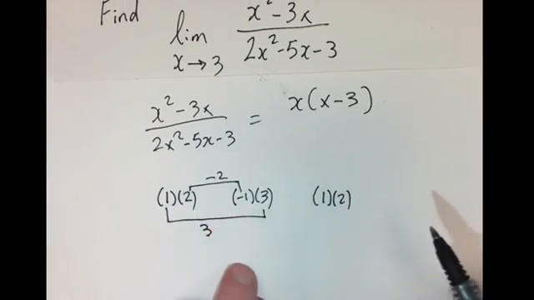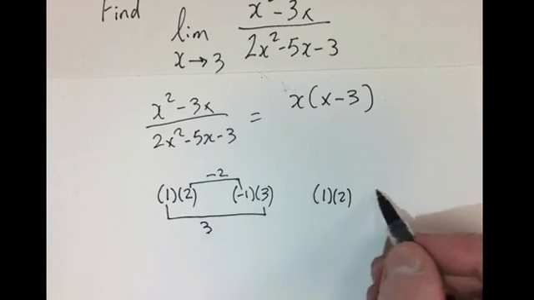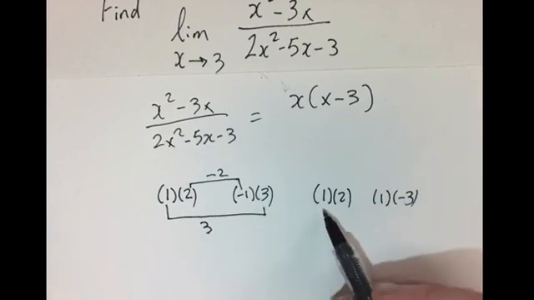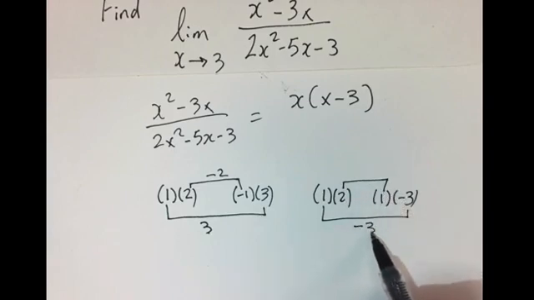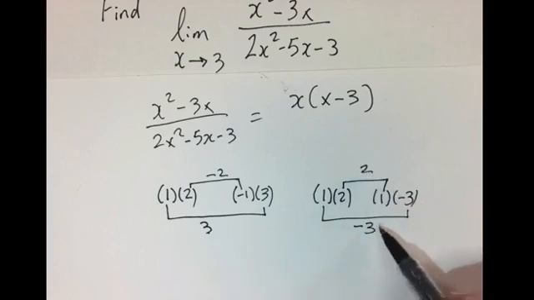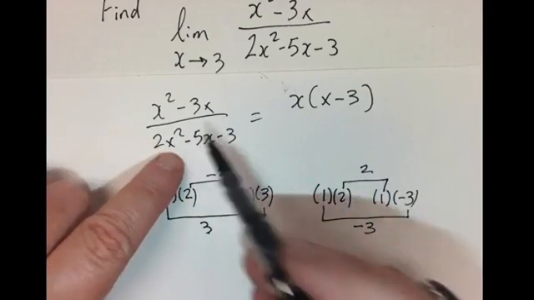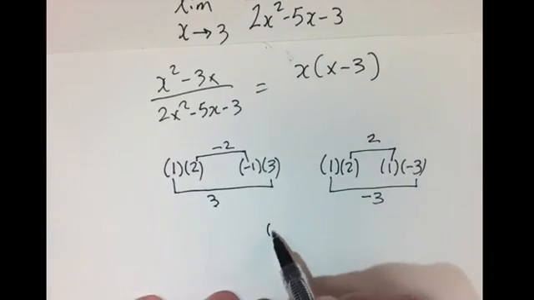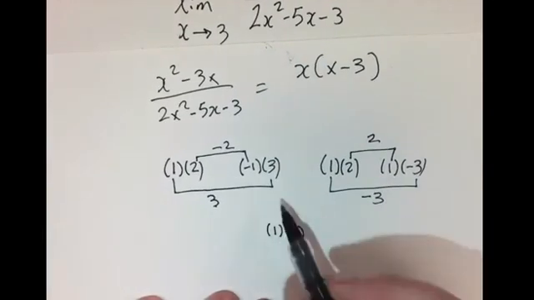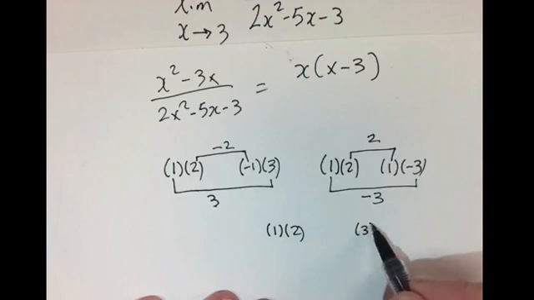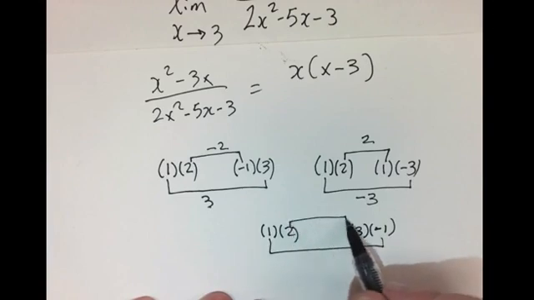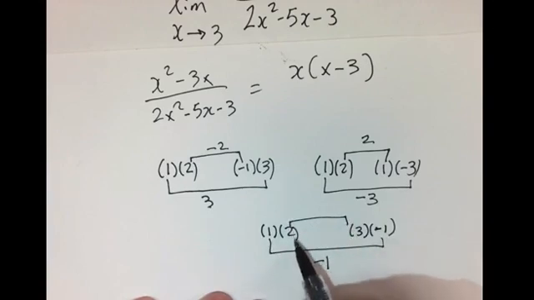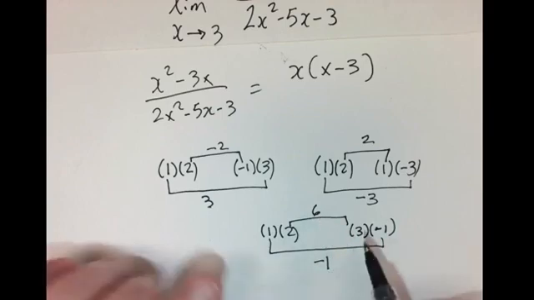How else could I get it? Well, I could have 1 times -3. Now, is this going to work? Outer plus inner. So -3 plus 2 is going to be -1, and that doesn't give me that. Okay. Well, how else could it work? I could change the order around. How about 3 and -1? Is that going to work? Outer plus inner. So outer product is -1 and inner product is +6, and 6 plus -1 is +5.